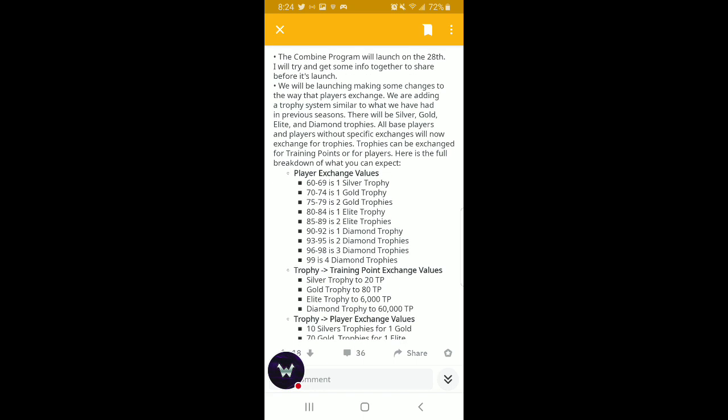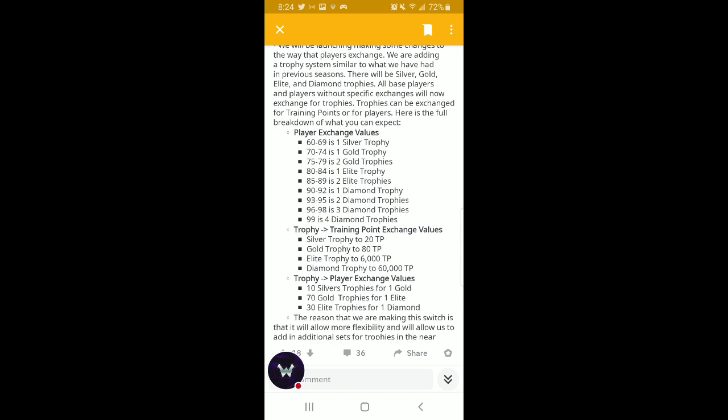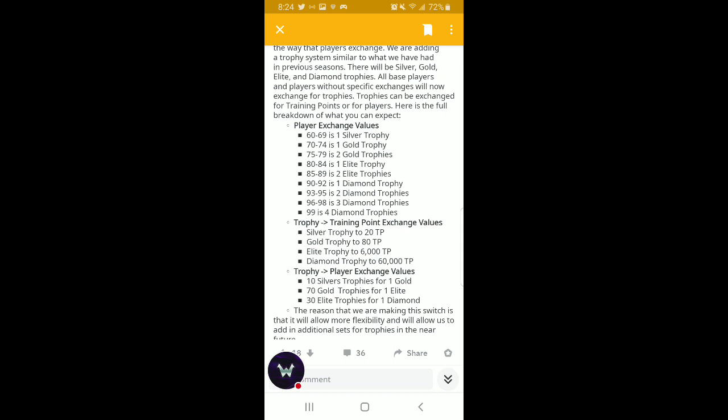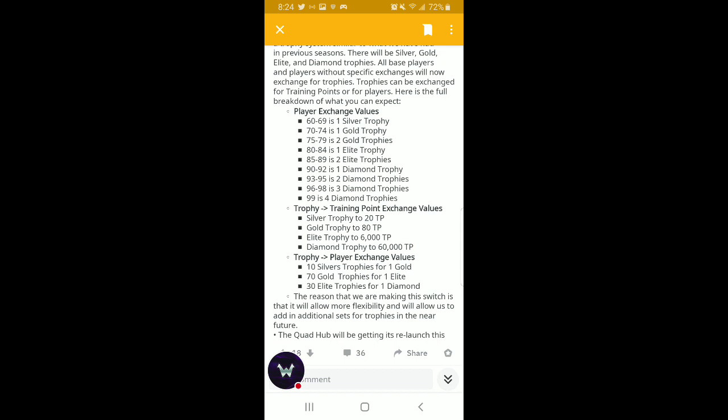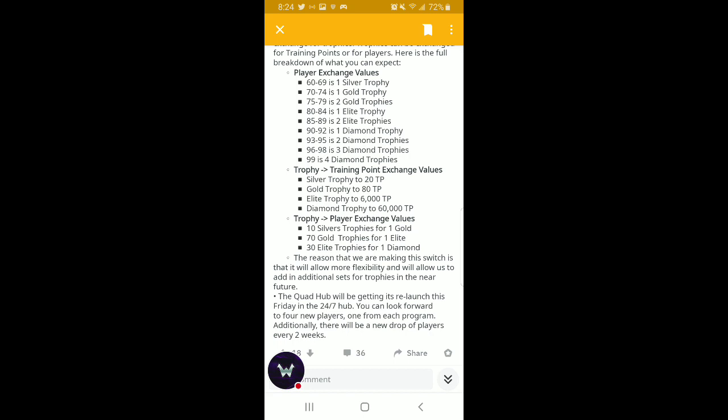But trophy to training point exchanges: silver are 20 training points, gold are 80, elite are 6,000, and diamond are 60,000 training points, which is a big boy. And that actually can really help raise your power. Trophy player exchange values: 10 silvers as one gold, 70 gold for an elite, and 30 elite for a diamond. And the reason they're doing this is to make more flexibility and allow us to add in additional sets for trophies in the near future, which is amazing, bro.